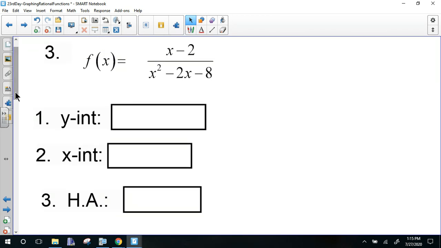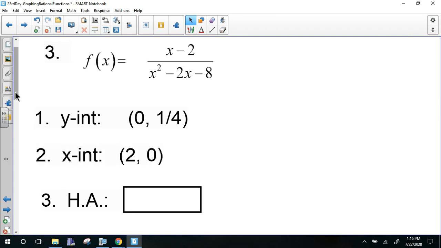You guys try this one and pause the video, and then we'll come back and talk about it. All right, here we go. Y-intercept, make x 0. When we do that, that becomes 0, 0, 0. So we got negative 2 over negative 8, reduces to 1/4. Okay, x-intercept, just look at the numerator, set it equal to 0 and solve, we get 2, 0. So those are going to be our two intercepts that we can plot on our graph right now.